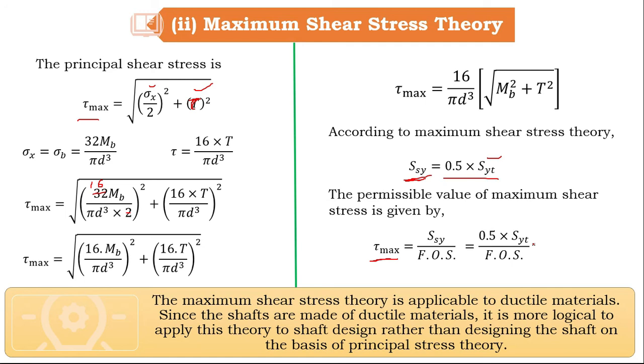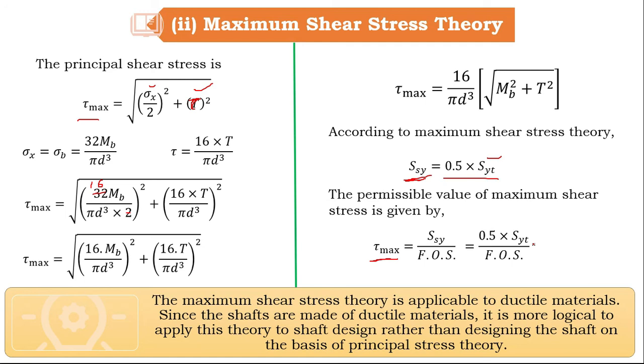This theory, the maximum shear stress theory, is applicable for ductile material. And again, in the last theory also we said that we use ductile material for the shaft, and this theory is good for ductile material. So it is more logical to apply this theory for shaft design rather than designing the shaft on the basis of the principal stress theory, because the principal stress theory is good for brittle material. So as we are using ductile material, we prefer the maximum shear stress theory in the case of shaft design.